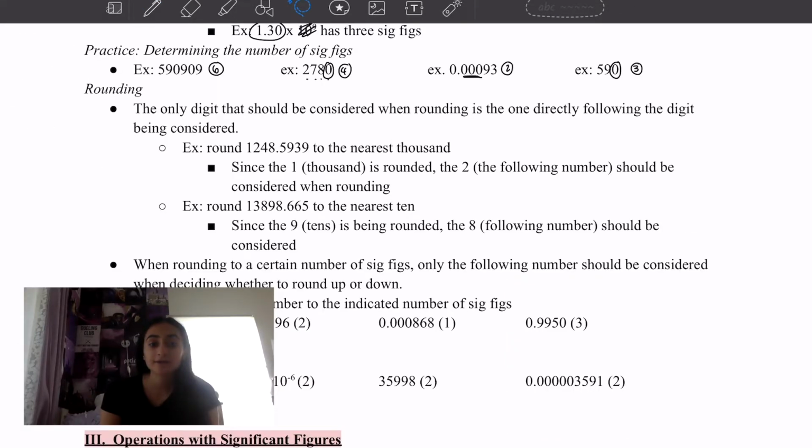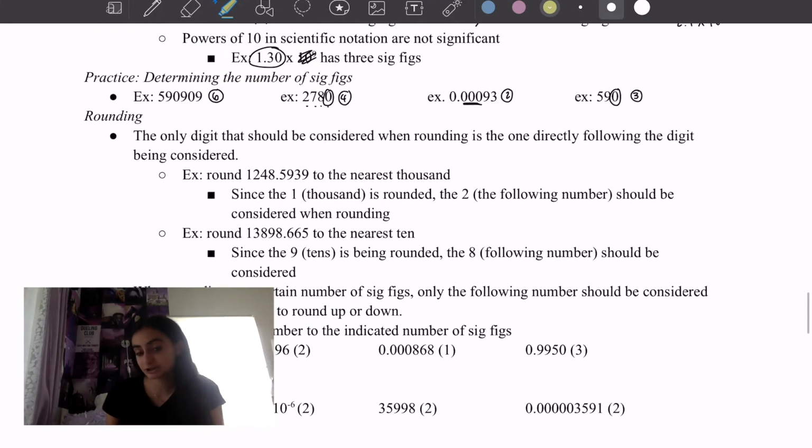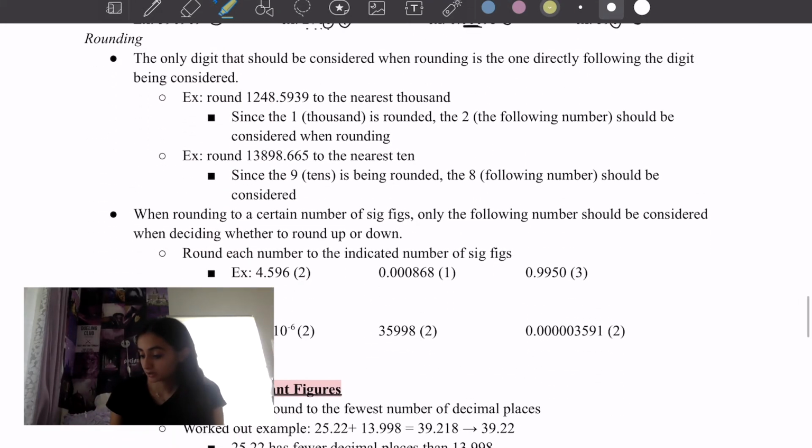Okay, so we are now going to do a short introduction on rounding. I know previously you have learned, 5 and above, give it a shove, 4 and below, keep it down low. I'm just going to go over what you would do when you are given a multi-digit number and you're told to round to a specific place. As you can see, the main idea is that the only digit that should be considered when you're rounding is the one directly following the digit being considered.